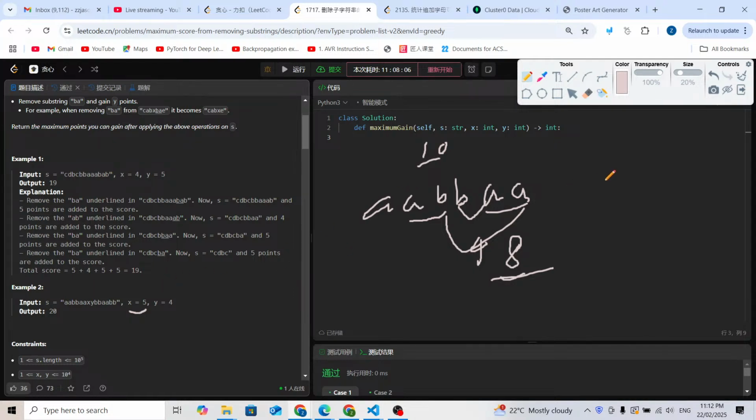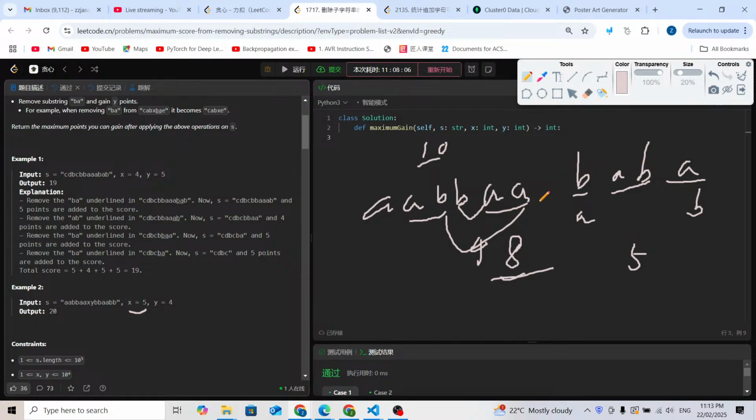But for some other examples, what if we just remove AB? After we remove AB, what is left behind is BA. So this is another case. If what is left behind is just AB, this is also okay, since AB gives a score of 5. But in this example, we remove AB first and get a score of 5, and what is left behind is BA. For our operation, we can only do AB, but this is BA.